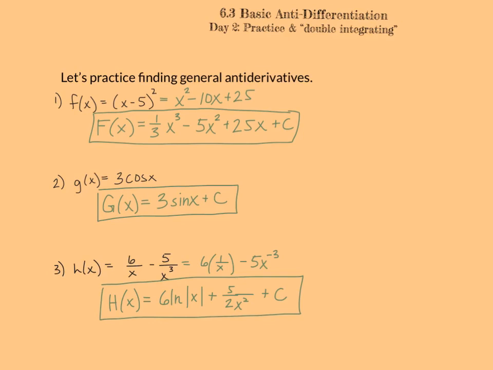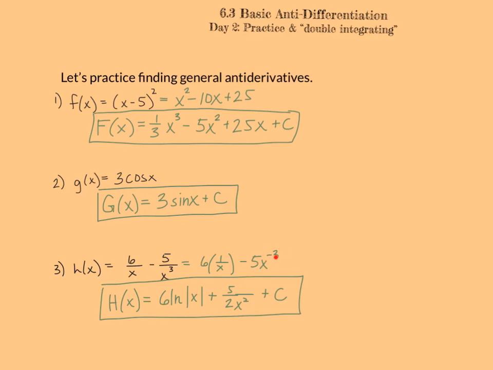For number 3, I rewrote this first term like this, kind of unnecessary, but I rewrote the second term just like that, so we could see that it's x to the n. But anyway, for our first term, remember this is technically x to the negative first, but the antiderivative of that is the natural log of the absolute value of x. We do need that absolute value there because we can only take natural log of positive numbers. And then the 6 is out in front.